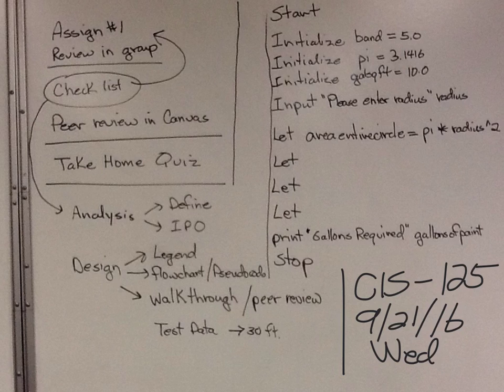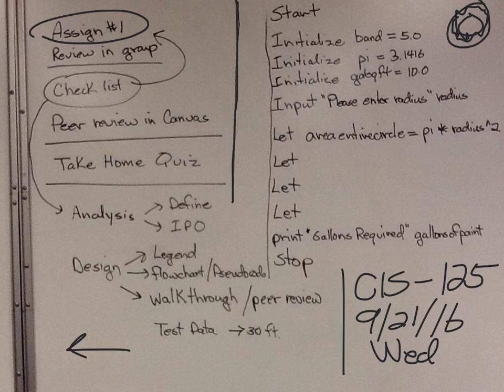Alright, if you went back to Monday, you'll see we had a flow chart and so forth for the problem. We had the circle problem. We need to find the area of that band. Alright, so before we get to that, students have started on assignment 1. We're going to review that.